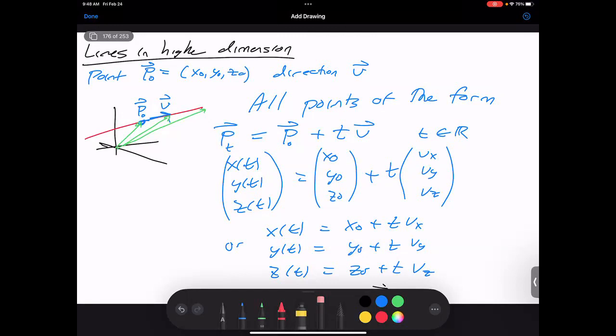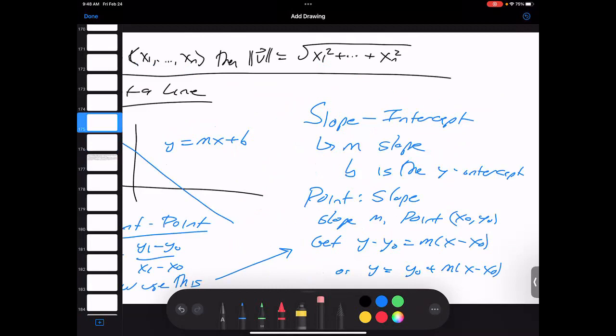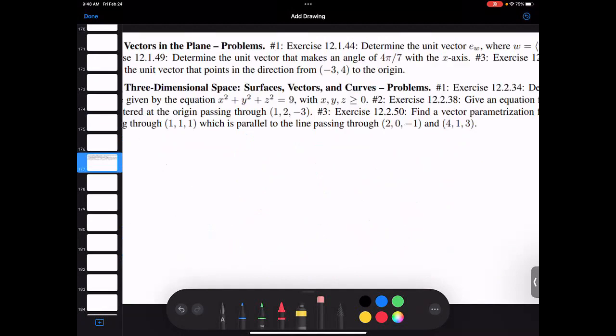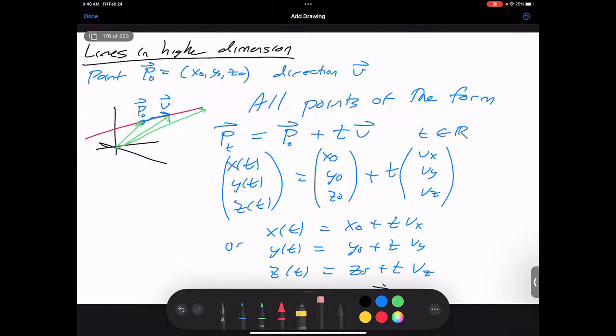So when you see this, the new point P is P naught plus TV, what does this remind you of? Which of the equations of a line? Yeah, it looks a lot like y equals mx plus b. So there are different ways of writing things. In some sense, is vx, vy, vz essentially the same as a slope?